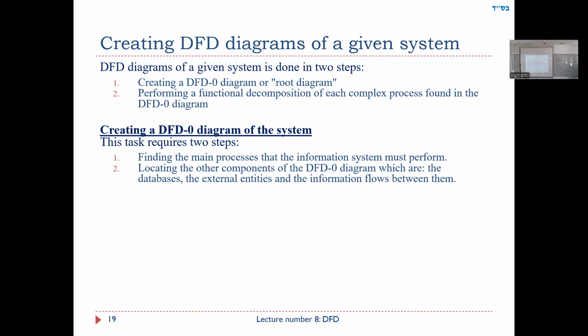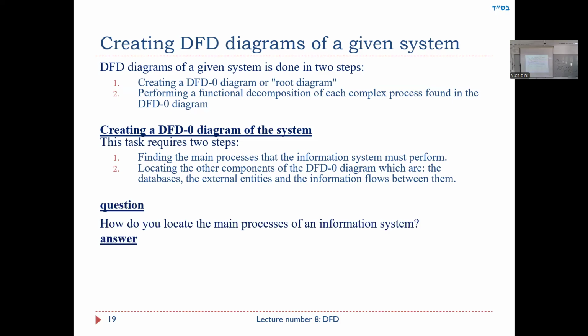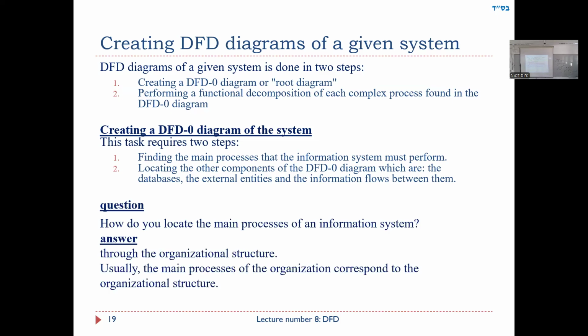So you've got to find the main process of the system. Find also the databases and the entities that interact, and where the data flows from. How do you locate the main processes for an information system?